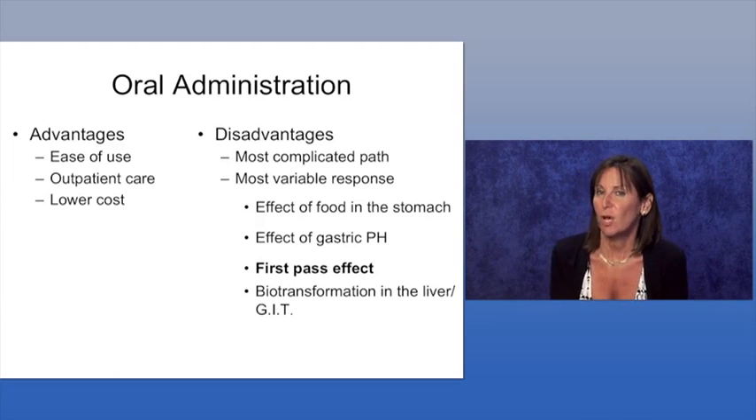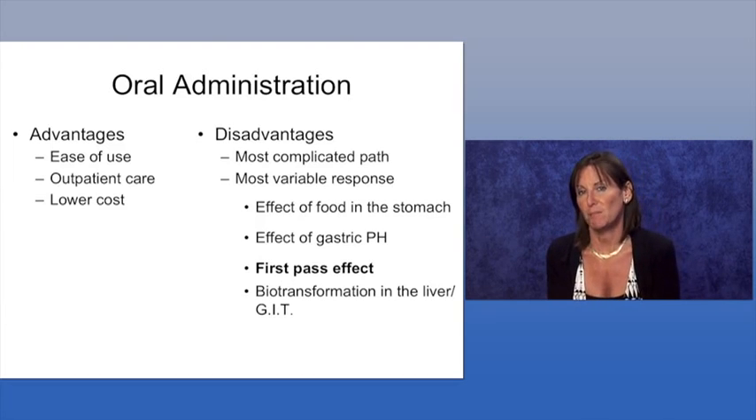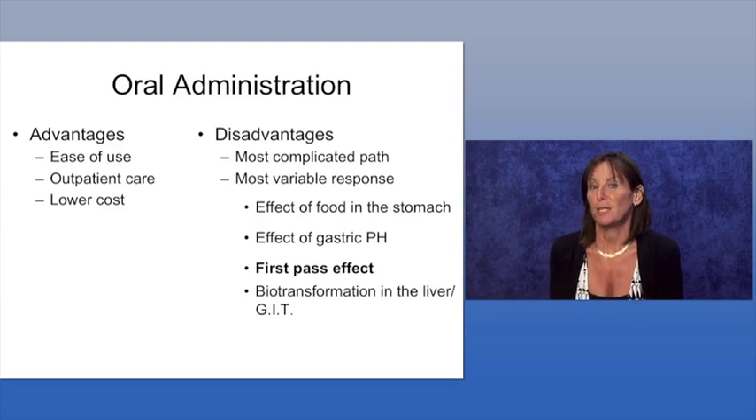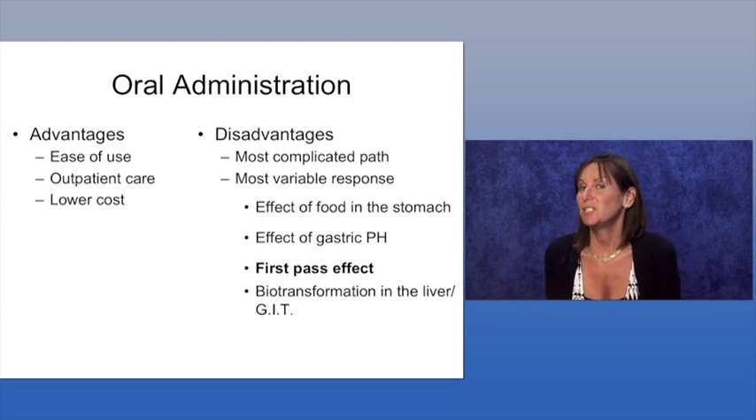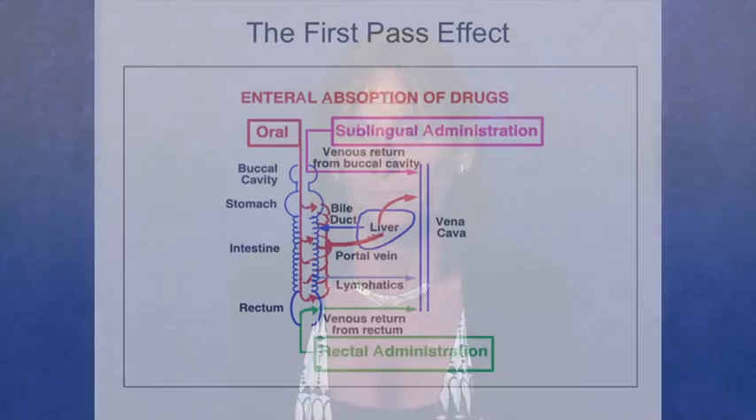Then there's the concept of first pass effect. And we're going to spend a little bit of time talking about the first pass effect. And then finally, biotransformation in the liver and the gastrointestinal tract, called GIT for short. Biotransformation refers to a manner in which a drug is altered prior to it actually getting into the liver. So let's look at this first pass effect.